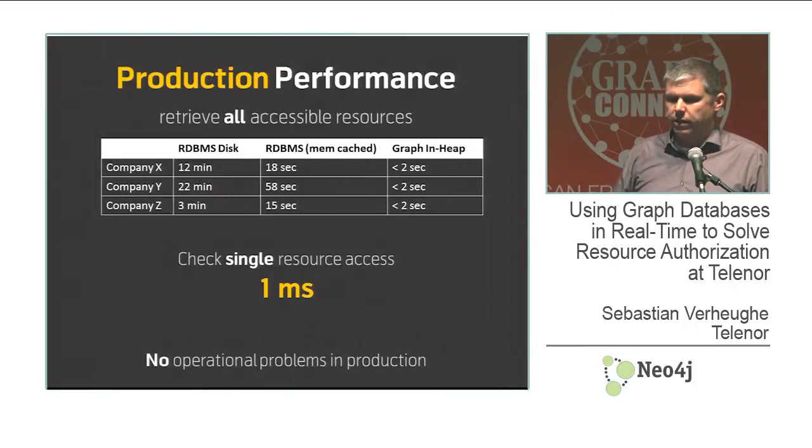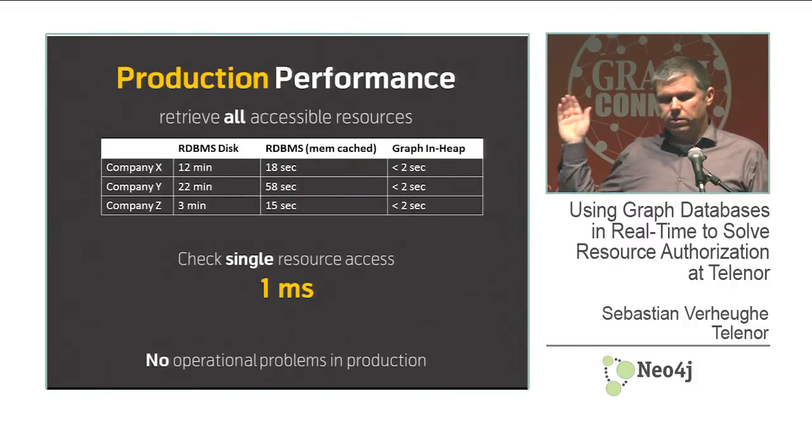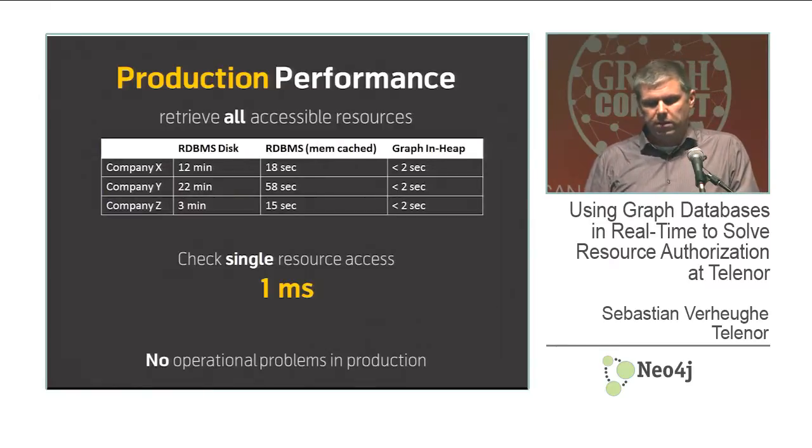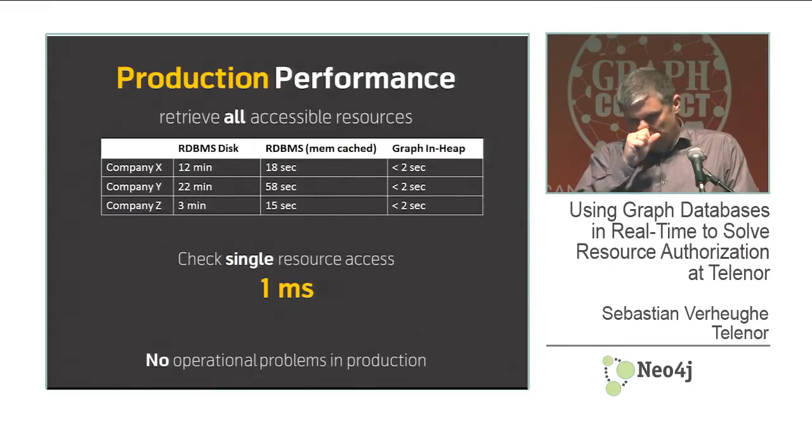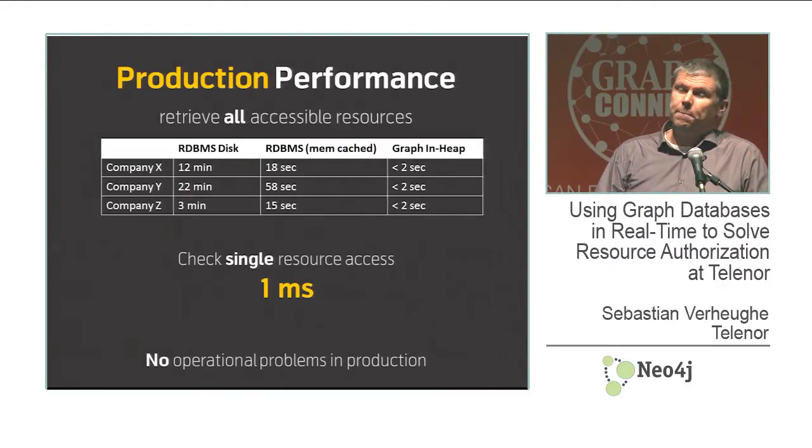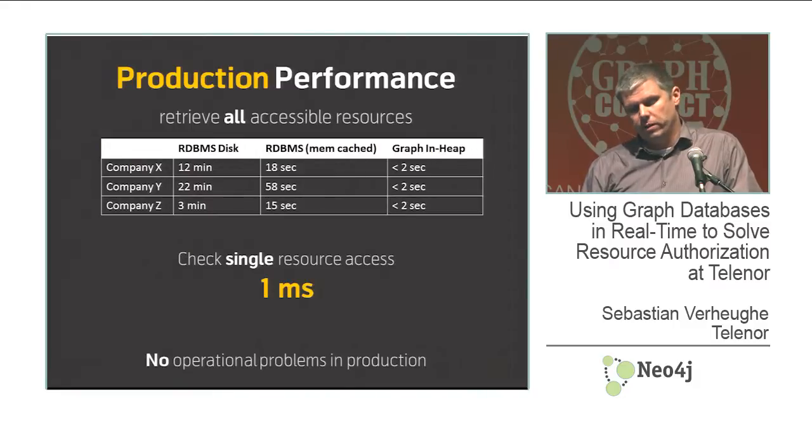Not optimized, obviously. So when you do this with a graph solution, it takes 2 seconds to calculate everything. Again, if you just want to check access to a single resource, it takes 1 millisecond. And also, we have been running this in full production for half a year, and in partial production for a year and a half. Since we put it into production, we haven't had any operational problems at all.